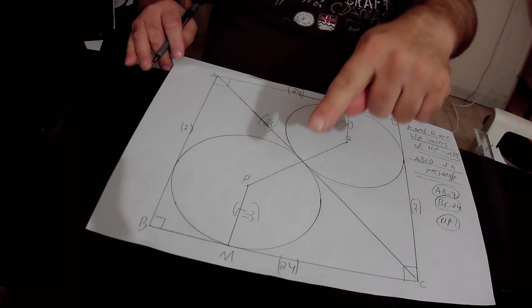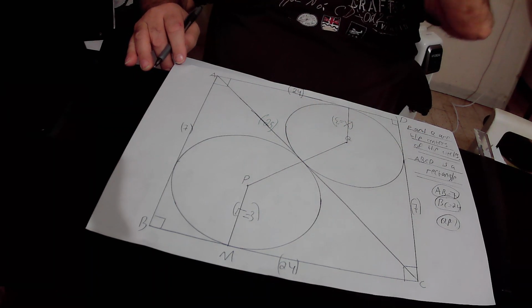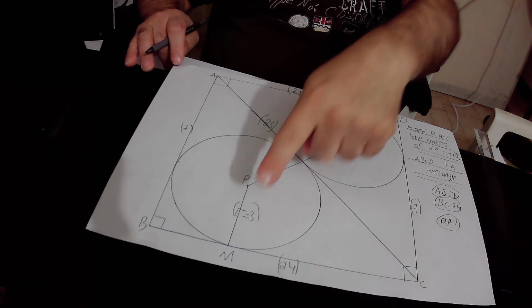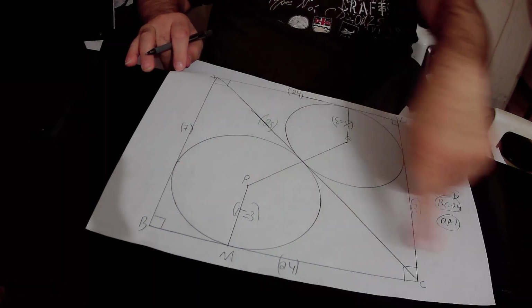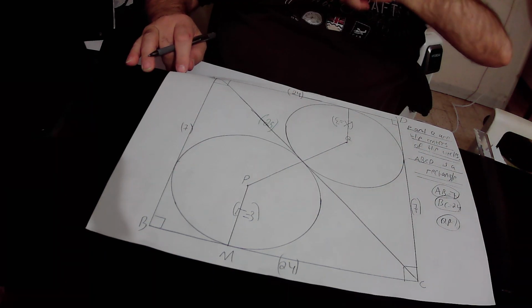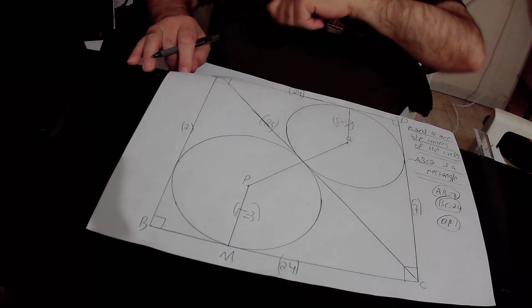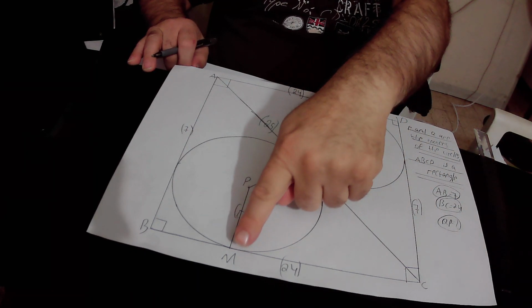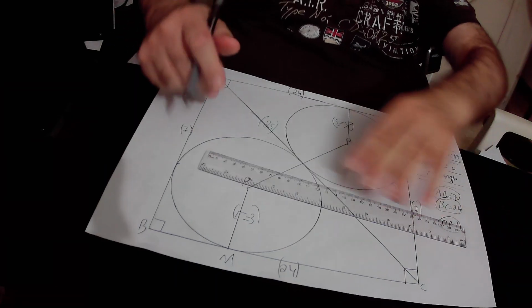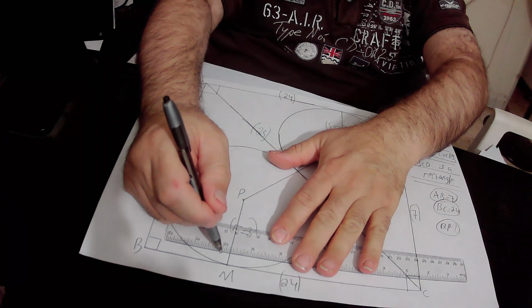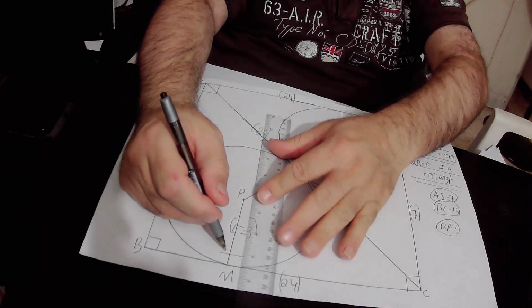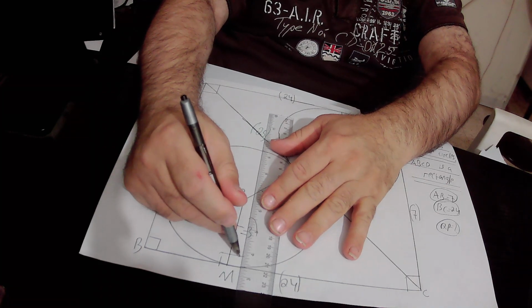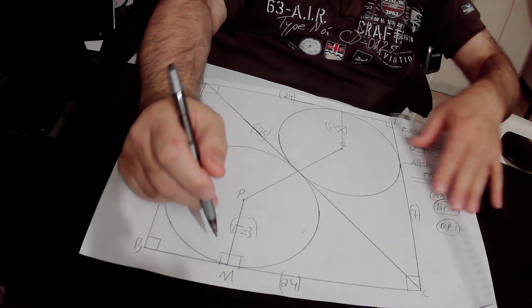PM is the radius of this circle that is drawn to point M, that is the point of tangency of tangent BC with this circle. And whenever you have a radius that is drawn to the point of tangency, then tangent BC will be perpendicular to the radius MP, according to rule number 1. That is to say, this angle equals 90 degrees, this angle also equals 90 degrees.